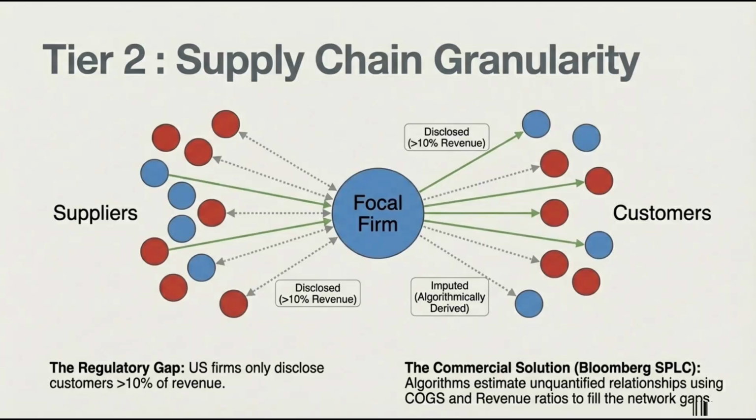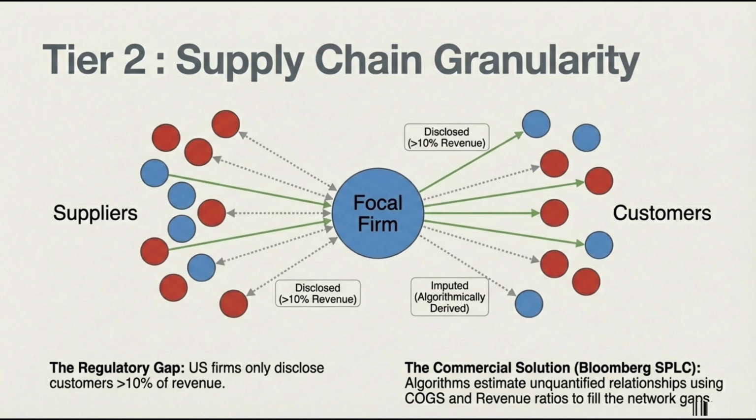This slide focuses on supply chain granularity, and it is a great example of why commercial data can matter. At the center is a focal firm, with suppliers on the left and customers on the right. Some relationships are disclosed directly, and others are imputed algorithmically. The distinction is crucial. The note at the bottom explains the regulatory gap.